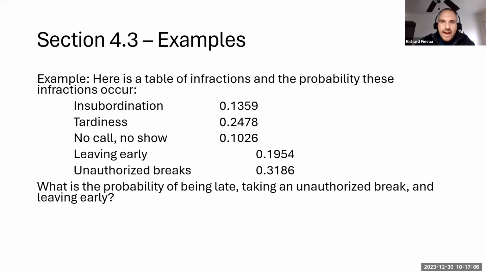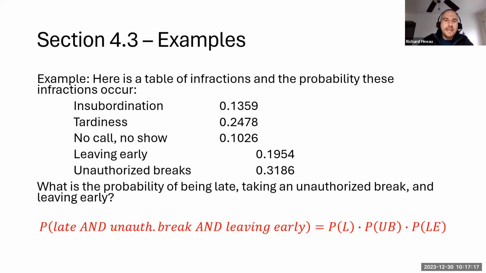All right, we have a table of infractions, and probabilities that these infractions will occur are listed. We want to know what's the probability of being late, taking an unauthorized break, and leaving early. Okay, so putting all of these together means we need to multiply the probabilities of each one of these infractions. These would be independent. One will not have a bearing on the other necessarily.